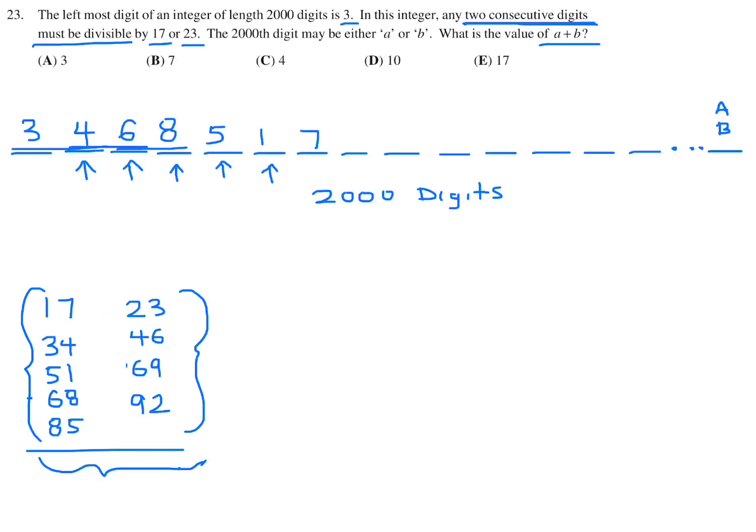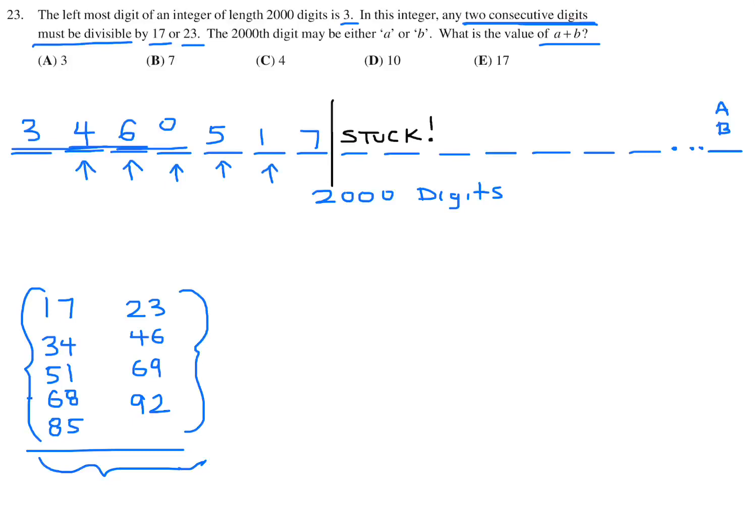Okay, now I've got a 7. What do I do now? I'm stuck. There's no number in here that starts with a 7. So I am stuck. There's nowhere I can go. That's it. That's the end of the road.